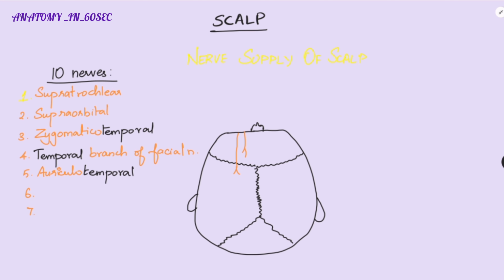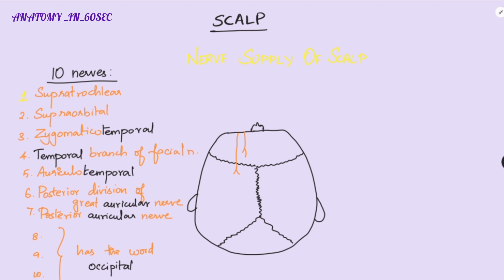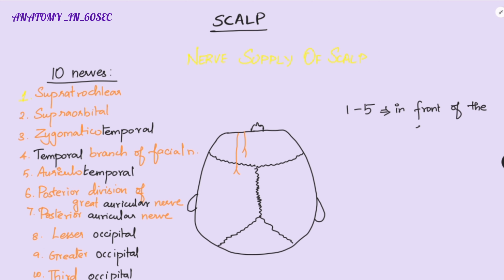The next 2 branches has the word auricular in it. Posterior division of great auricular nerve and the posterior auricular nerve. The next 3 branches has the word occipital in it. Hence named, lesser occipital, greater occipital, and the third occipital. First 5 nerves supply in front of the ear, and the next 5 nerves supply behind the ear.